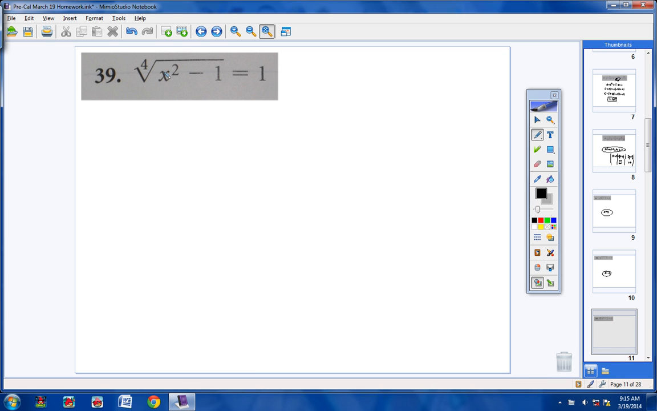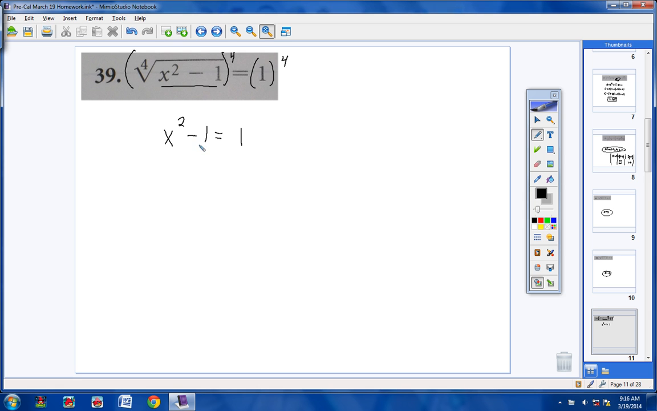Okay, on this equation here, we already have the fourth root already isolated. It's all by itself. So we're simply going to raise the fourth root to the fourth power. If you raise one side to the fourth power, you must raise the other side to the fourth power. Whenever you take a fourth root to the fourth power, you get just the radicand. So we're left with x squared minus 1 equals, and 1 times 1 times 1 times 1 is 1.